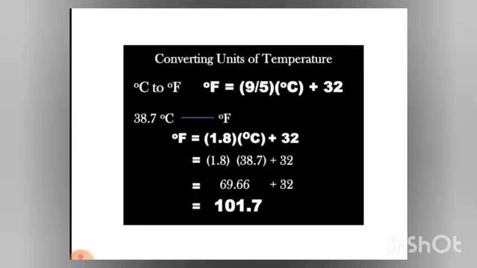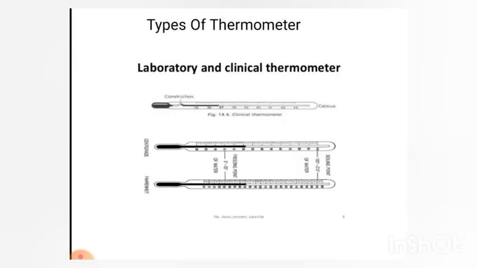So here in this example, you can see that we have 38.7 degree Celsius which we have to convert into Fahrenheit. Then apply the formula: F = 9/5 C + 32. So we can put in the values and we will get the answer, that is 101.7.